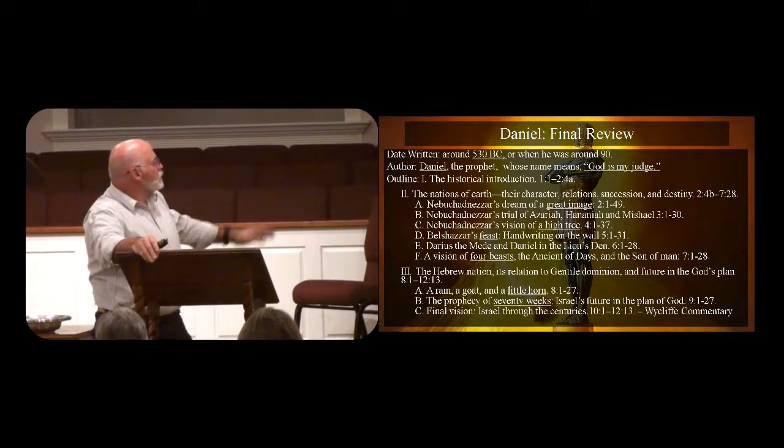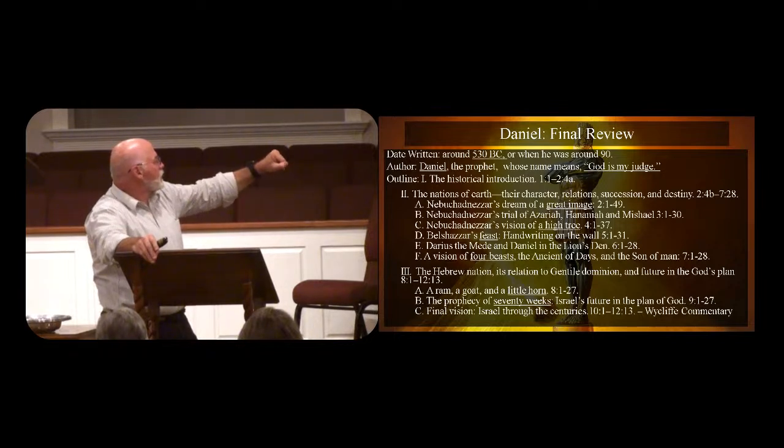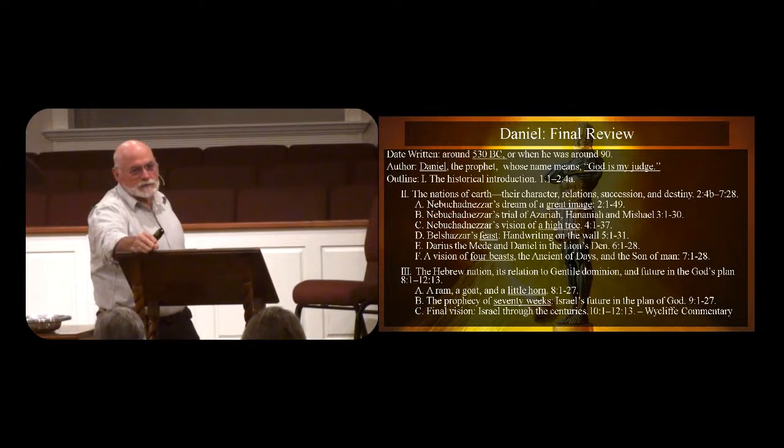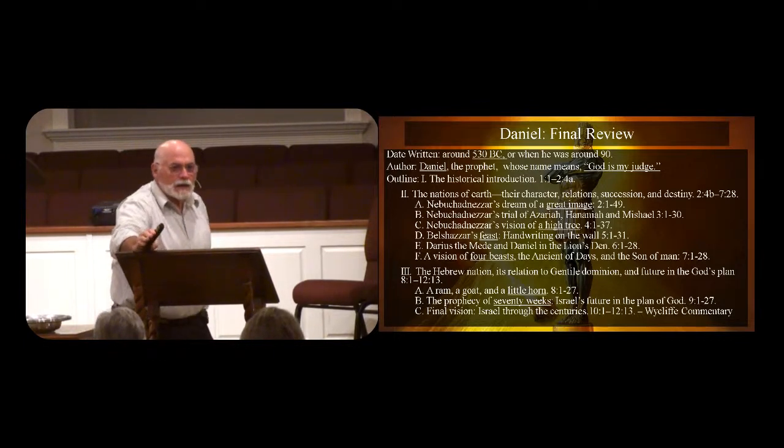All right, and so then in chapter 2, Daniel sees his great image. We're going to look at that a little bit. Then Azariah, Hananiah, and Mishael, that's their trial in the fiery furnace. Nebuchadnezzar's vision of a high tree, cut down, iron band placed around it. He turns into an animal, comes back to himself and praises the God of Daniel as the greatest God. He didn't become a believer in that sense, but he does understand that he answers to Daniel's God.